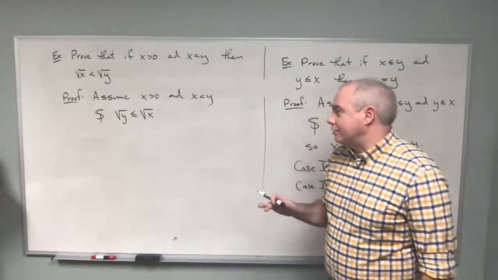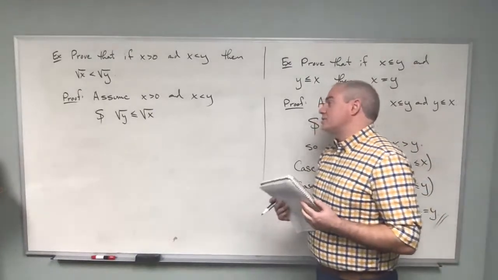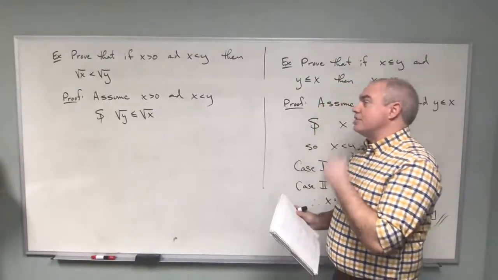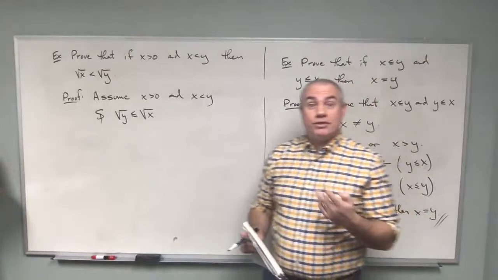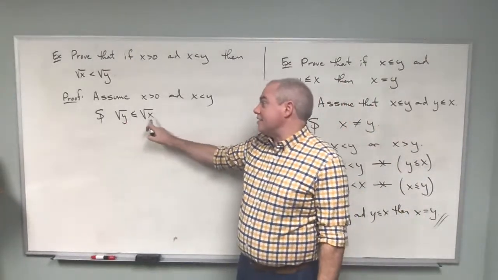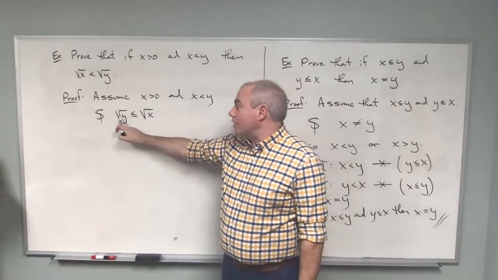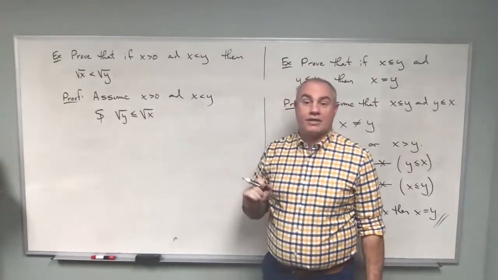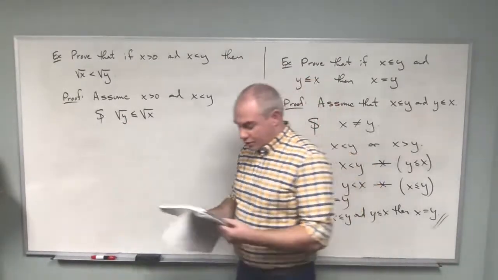That can't be true. But if the square root of y is less than or equal to the square root of x, then there are actually two different things that it could be. Either the square root of y is less than the square root of x, or the square root of y is equal to the square root of x, one or the other, right? So let's write that down.